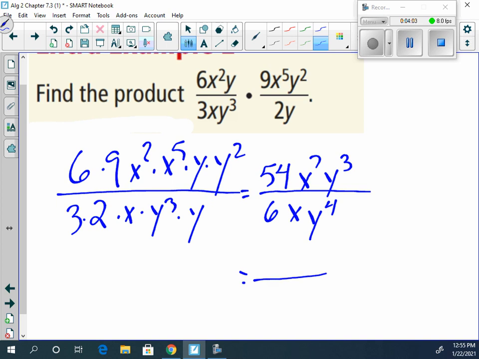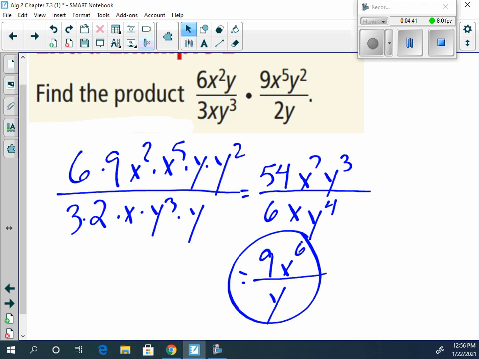Well, 54 divided by 6, if we plug that in a calculator to simplify, we would get 9. And when the bases are the same, the x to the 7th and x, we subtract the exponents. So 7 minus 1 would give us 6, and it would be on top. Y to the 4th and y to the 3rd, well, 4 minus 3 is 1. So we can get to this here. Either way works. It's just canceling out what's in common on top and bottom. How do they simplify? Any questions on either one of these here?